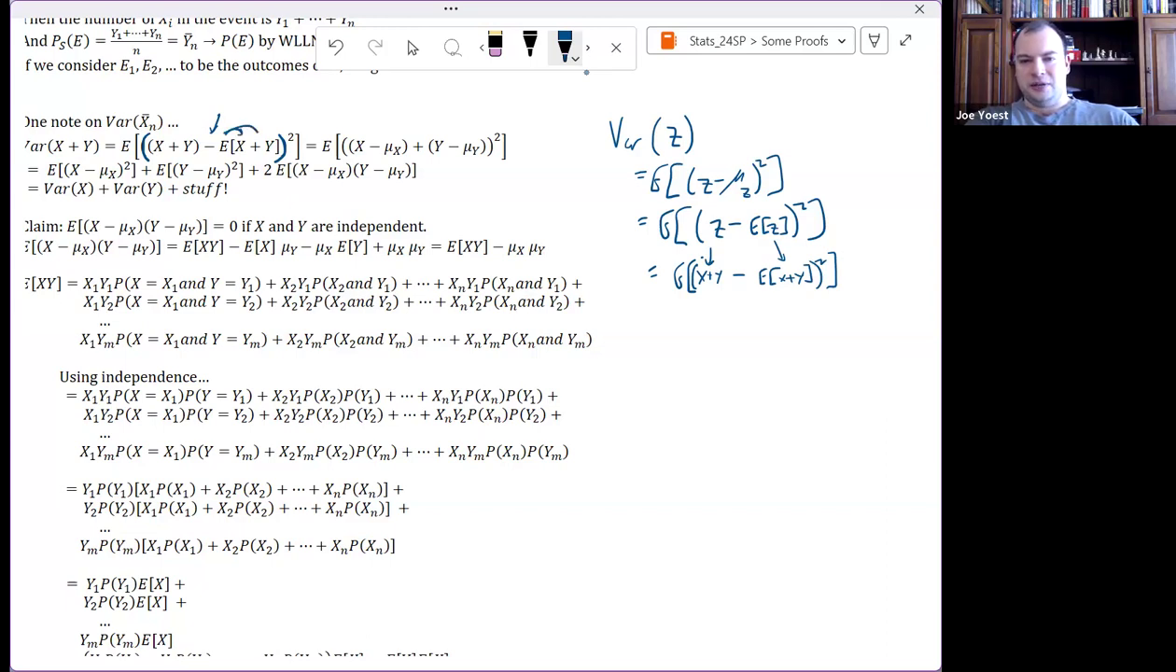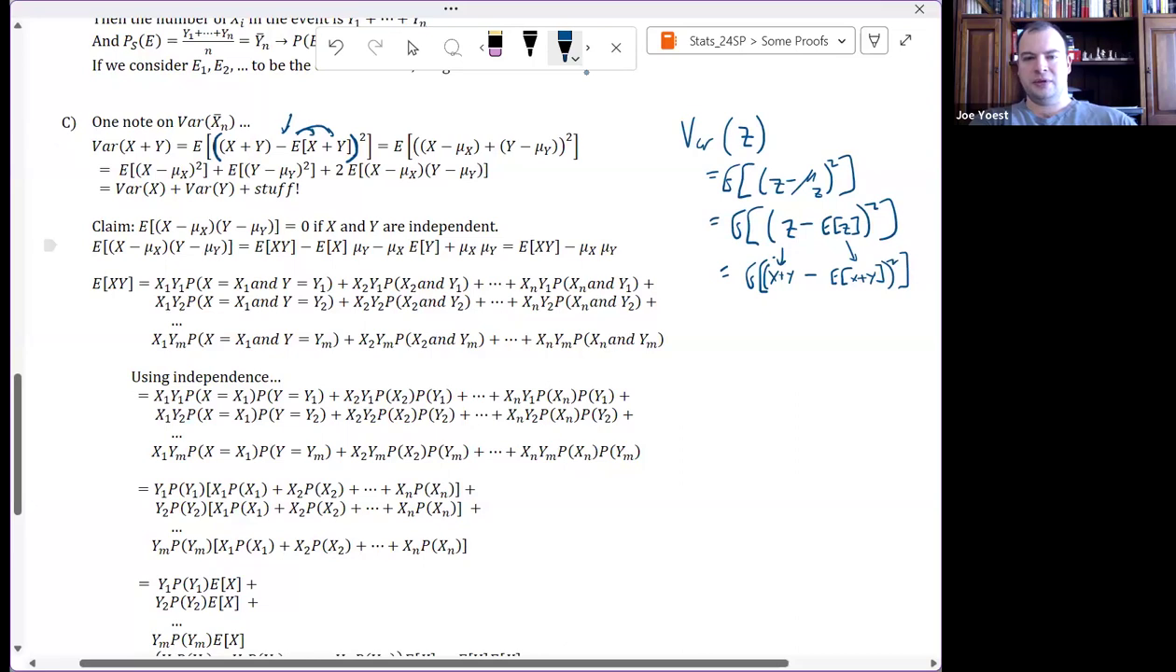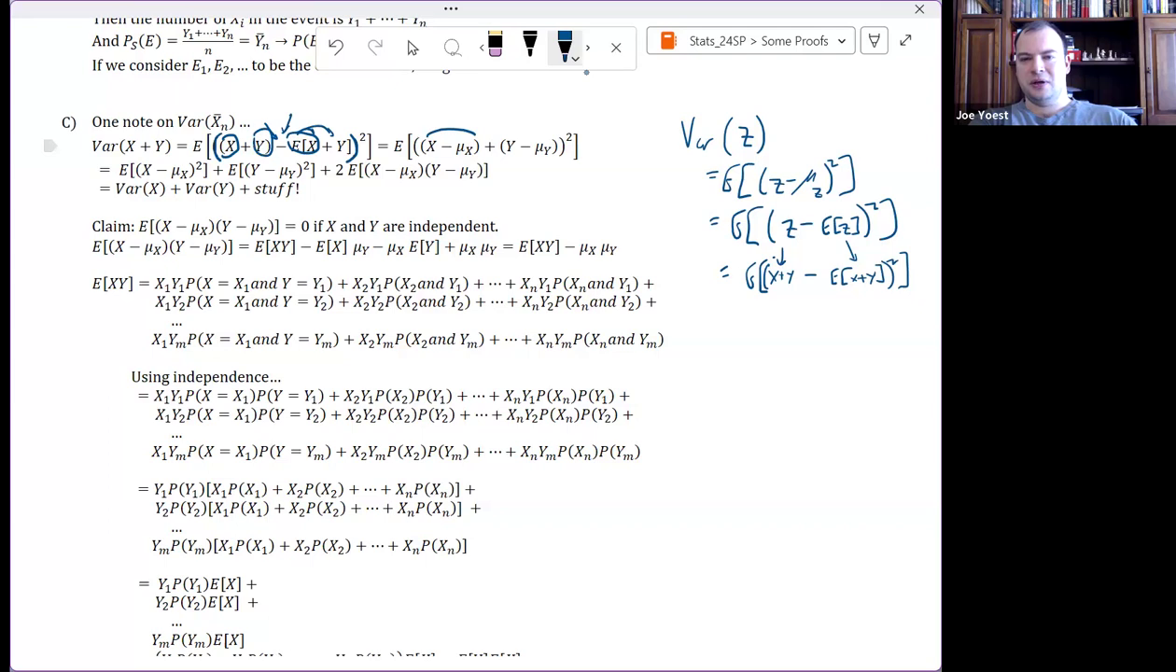The expected value splits apart the sum. So I can make this inside of the expected value: x minus the expected value of x, or x minus mu x, plus y minus mu y. That all gets squared. So I have the expected value of a plus b, all squared. I know that that's a squared plus b squared plus some other stuff.